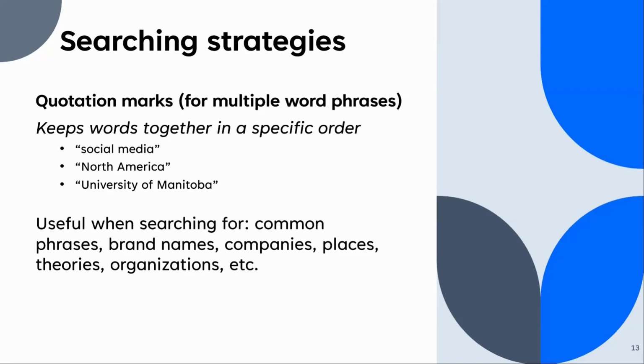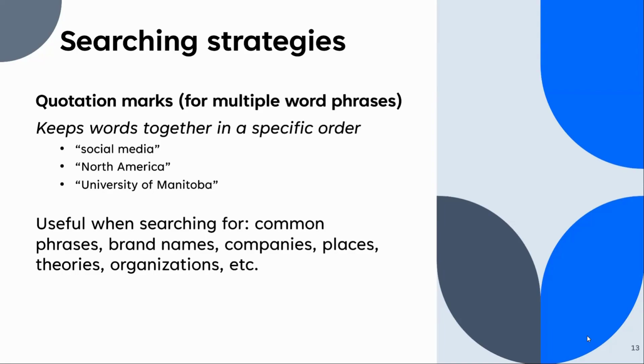So with quotation marks, for example, you would only use them if you have multiple word phrases. With a search term like Canada, we wouldn't need quotation marks because it's just one word. But if you have a term like social media, which is always described the same way, and it's very unlikely that someone would say media of a social nature, that's a really good opportunity to use quotation marks, because it tells the database those words must stay in the same order when you're searching.